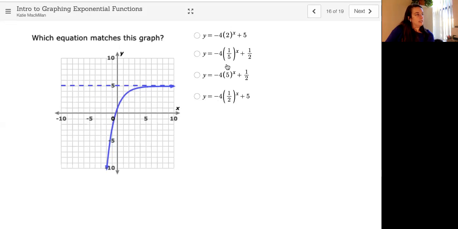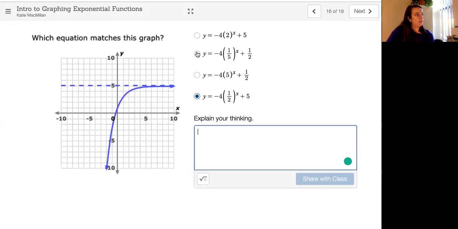So I know that it needs to be a fraction. So it's either this one here or this one here. And then I see that it's up at +5, so I should have +5 as my answer. So I know that it must be this one. It's negative, negative is flipping it down. Fraction is flipping it over. +5 moving it up. So then you're going to explain your thinking on number 16.